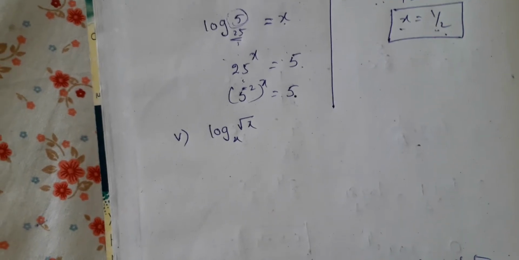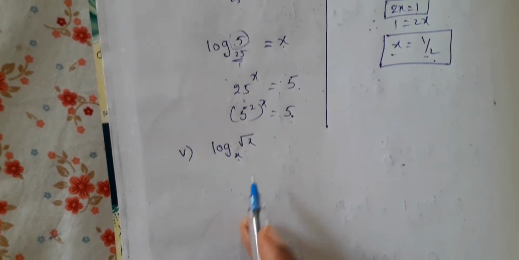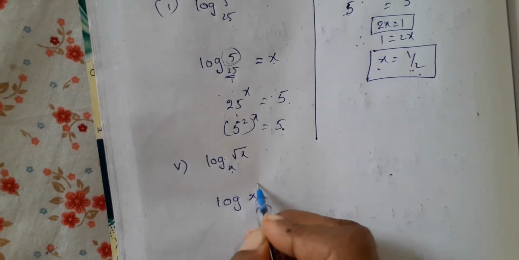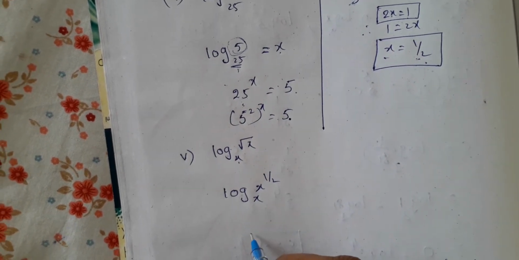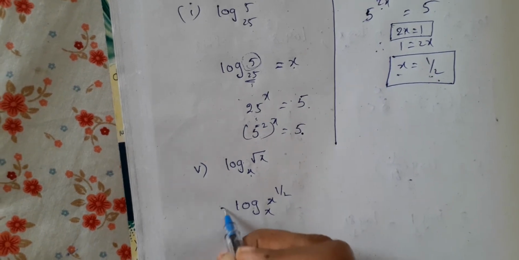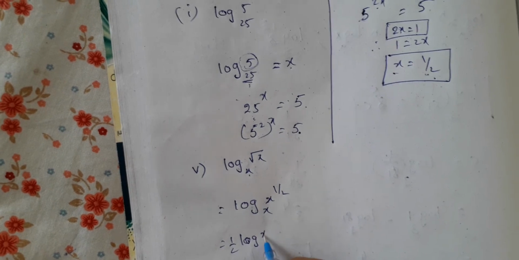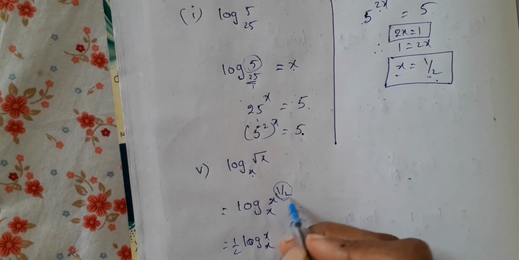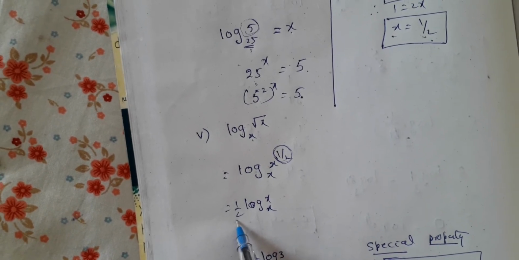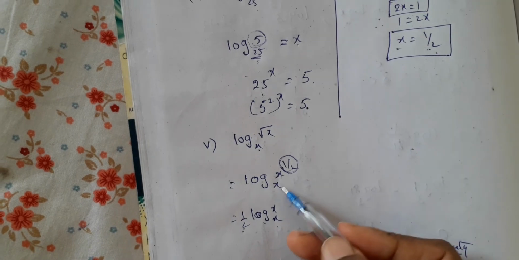Directly you can use the property for this problem. Log of root x base x. Log root x can be written as x power 1 by 2, which is in the form of x power n. So that is equal to log half log x base x. Whatever the power is, it comes to the multiple side, that is the coefficient side. So half log x base x.